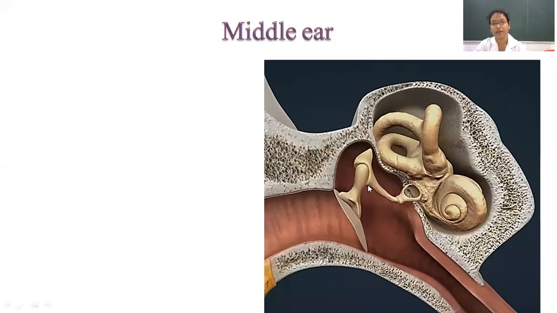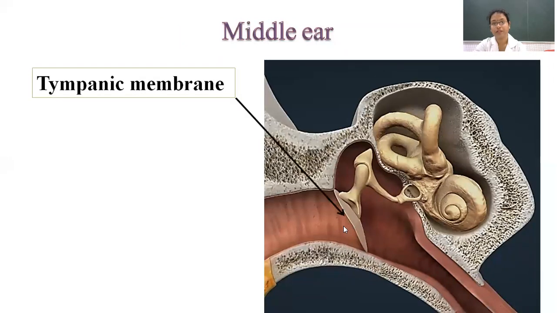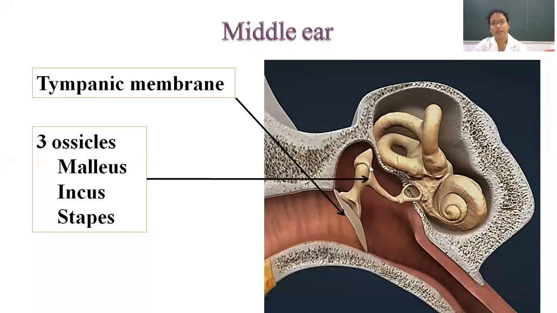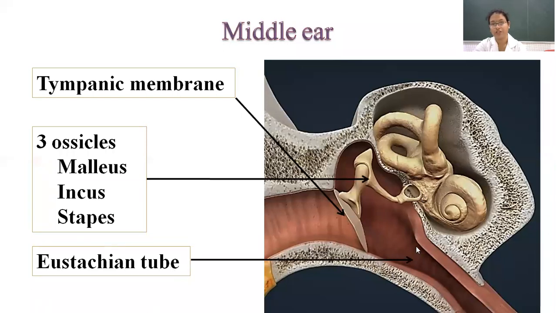Coming to the middle ear. As you see, this is the tympanic membrane. It is a very thin membranous sheath which is held in position posteriorly with the handle of the malleus. The three ossicles in the middle ear are malleus, incus, and stapes. The stapes is attached to the foot plate. The foot plate of the stapes is attached to the oval window. The eustachian tube is an opening from the middle ear towards the nasopharynx.